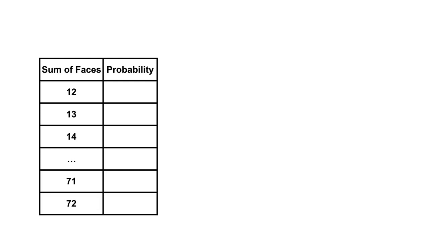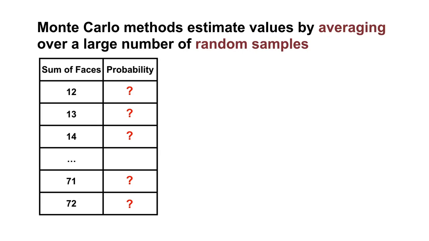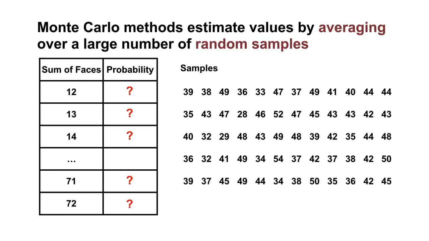Let's try to find the average sum of 12 dice rolls. Monte Carlo methods don't exhaustively sweep through all possible outcomes, like the one shown here. In fact, you don't need to know the probability of any outcomes to be able to use Monte Carlo methods. Instead, Monte Carlo methods estimate values by averaging over a large number of random samples. Let's roll 12 dice a few times and see the result. In this case, the average is 41.57, fairly close to the true average of 42.